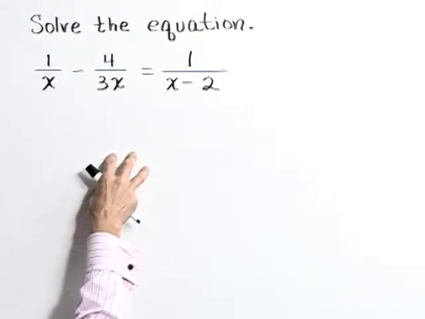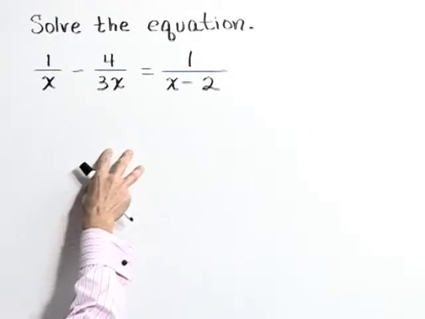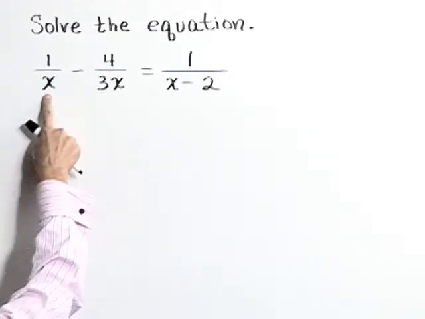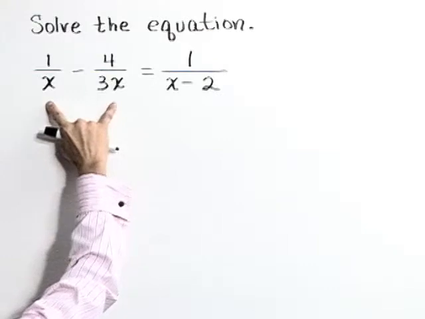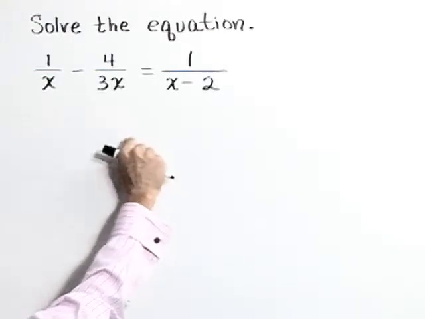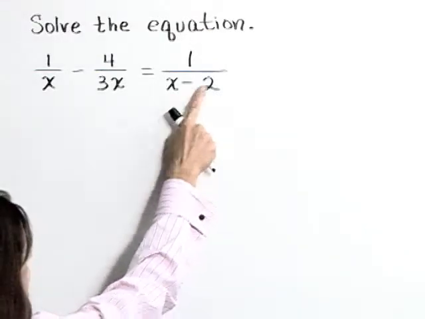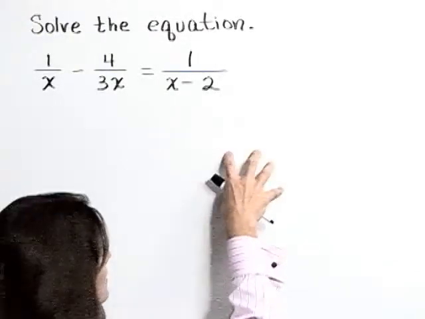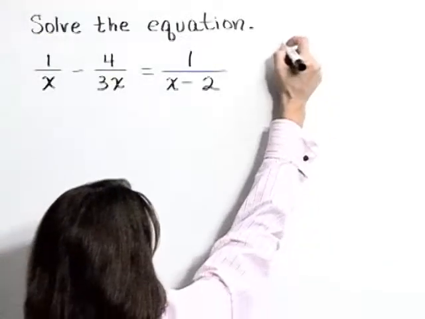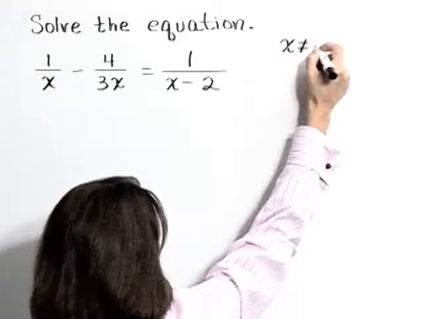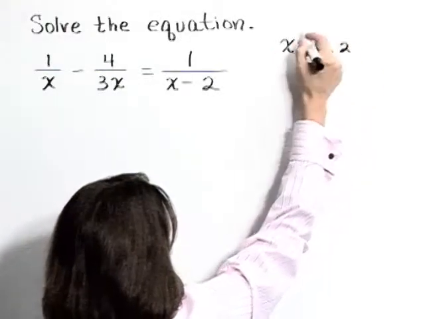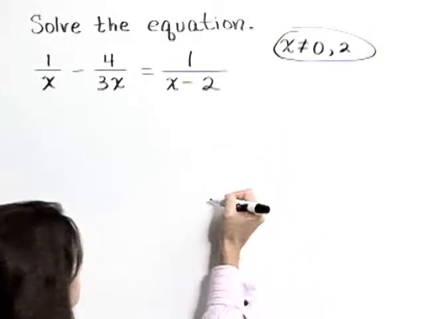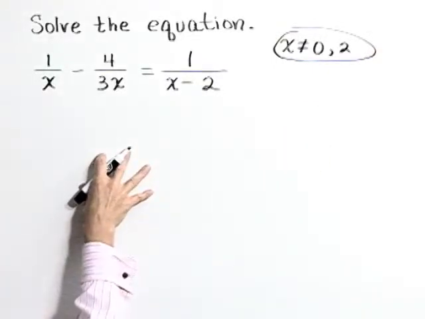These are values of x that cause any denominator to be 0. An x value of 0 would cause both of these denominators to be 0. And an x value of 2 would cause this denominator to be 0. So I'm going to start by identifying the fact that x cannot equal 0 or 2. Now, let's solve the equation.